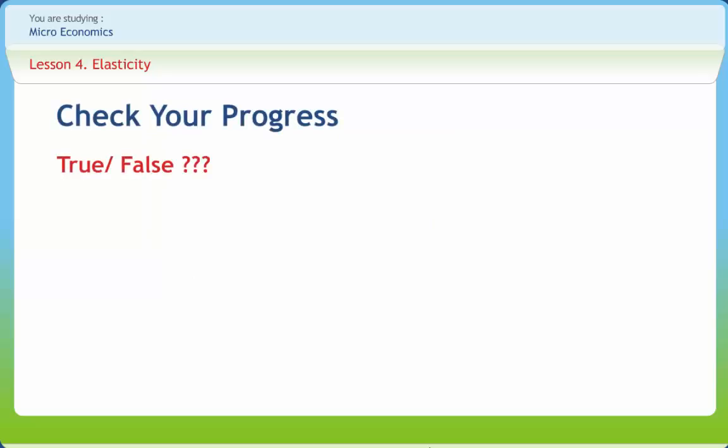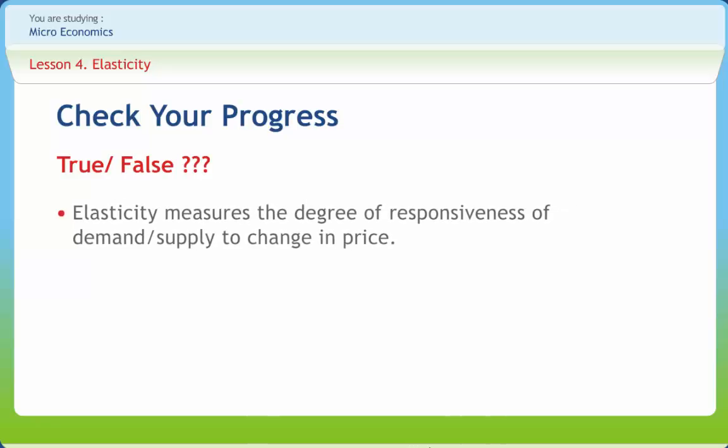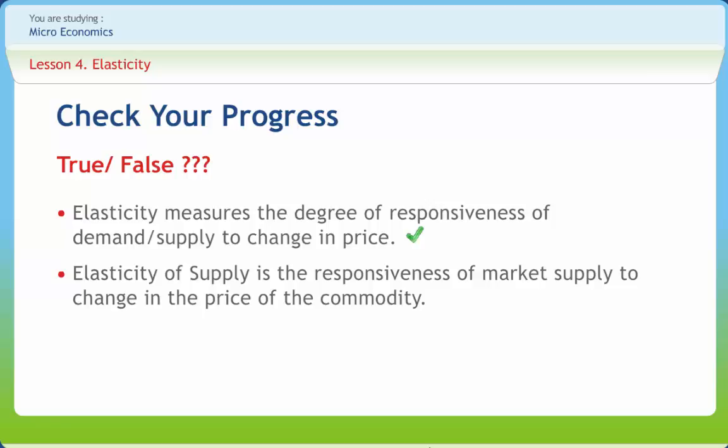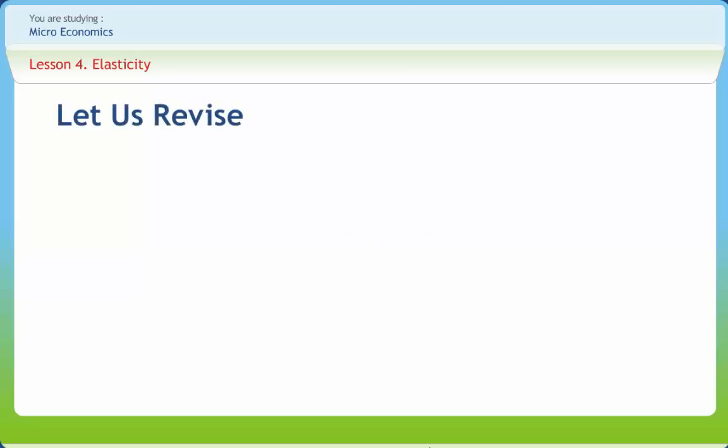Now let us check if we have understood the various concepts discussed in this lesson clearly. Elasticity. It measures the degree of responsiveness of demand or supply to change in price. Right or wrong? Right. Elasticity of supply. The responsiveness of market supply to change in the price of commodity. Right or wrong? Right. Marginal revenue is the revenue earned by the firm in the additional year. Right or wrong? Wrong. Now let's revise what we have studied till now.